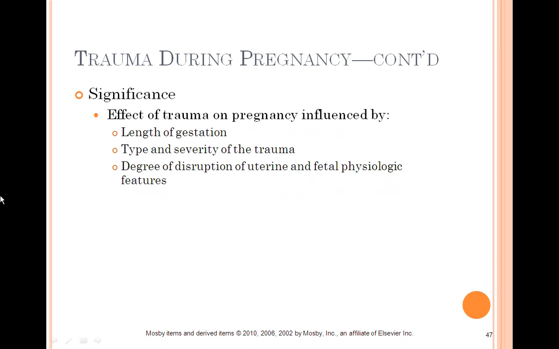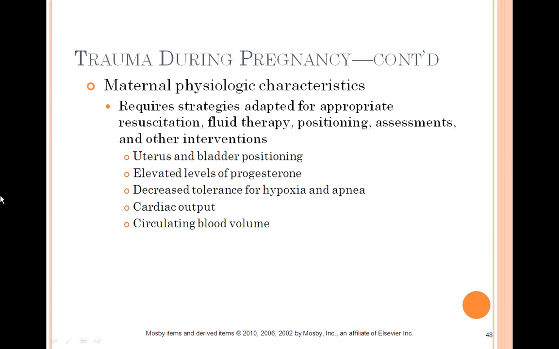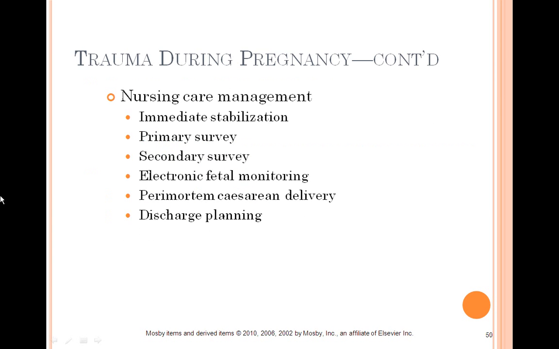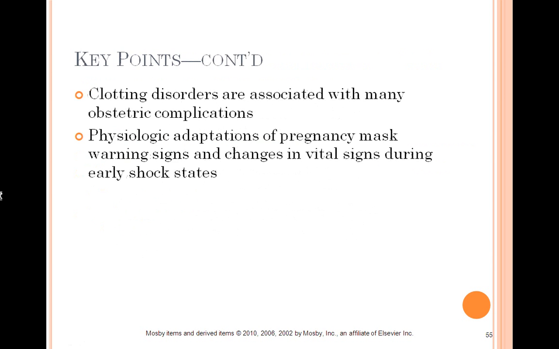Also, we know it's influenced by length of gestation, type and severity of trauma, and degree of disruption of uterine and fetal physiological features. It tells you here, requires strategies adapted for appropriate resuscitation. We'll look at the uterus and bladder position, elevated levels of progesterone, decreased tolerance for hypoxia and apnea, cardiac output, and circulated blood volume. These are just a quick overview.